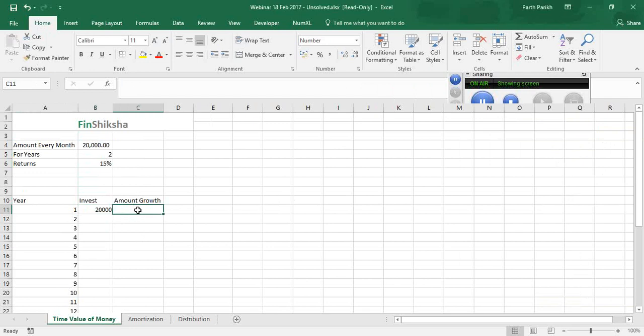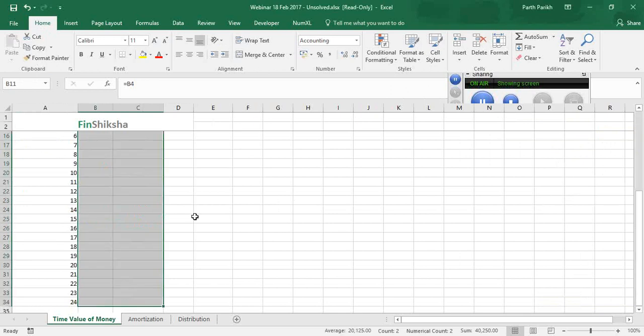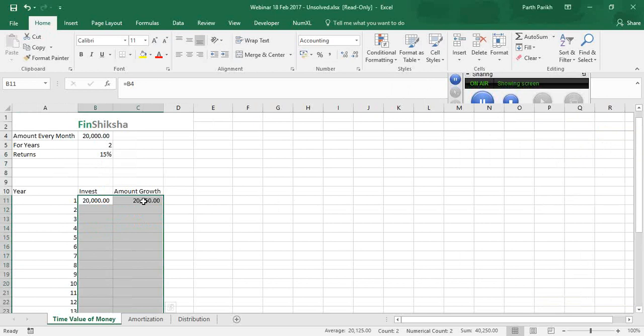Amount grown after the first month is equal to 20,000 into 1 plus 15% divided by 12. Since this 15% is annualized, I am dividing it by 12 so that I get a fair amount of return every month, which comes out to 250. I will convert this into a number format. Fine.